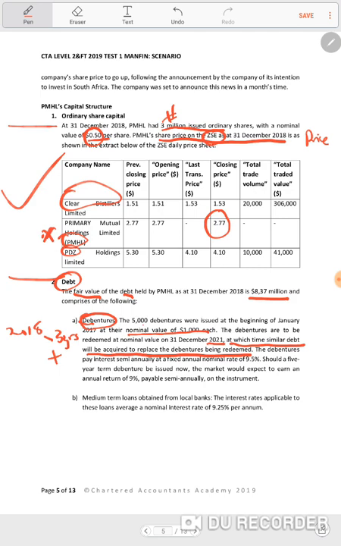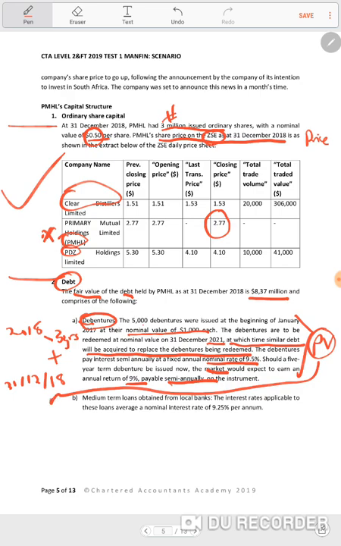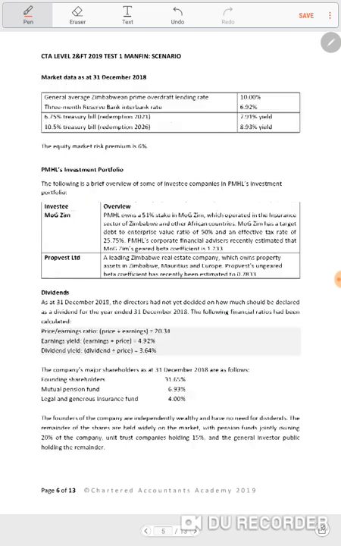How do you get a market value? Is it as at 31 December 2018? We are told the nominal rate, and then we are told a market rate of 9%, and these debentures are going to be paid semi-annually. Therefore, with this information, can you confirm that we can calculate our PV, PV being the market value as at this date? So what are we going to do? We go on our working.